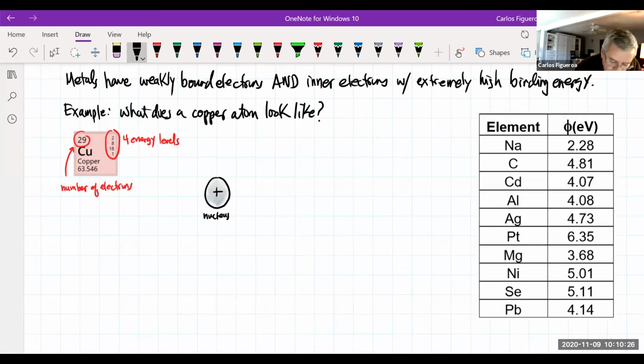So copper has 4 energy levels. So I'm going to go 1, 2, 3, 4. Did it look this way? No, but that's okay. We're among friends, so it doesn't matter.